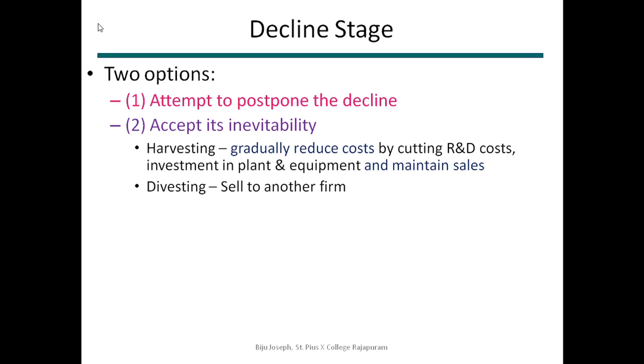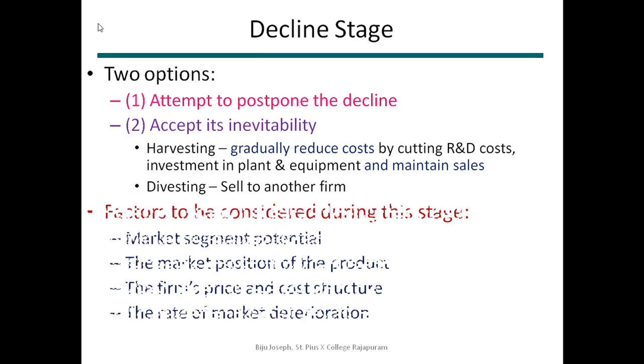That is called harvesting. And divesting means you may sell the particular product or brand to another firm who is ready to buy such a brand or product. So that is called divesting. And the factors to be considered during this stage are the following. You have to consider the market segment potential. Whether you have to go for harvesting or divesting depends on the market segment potential.